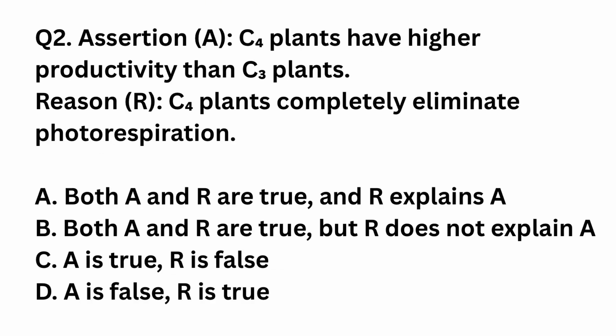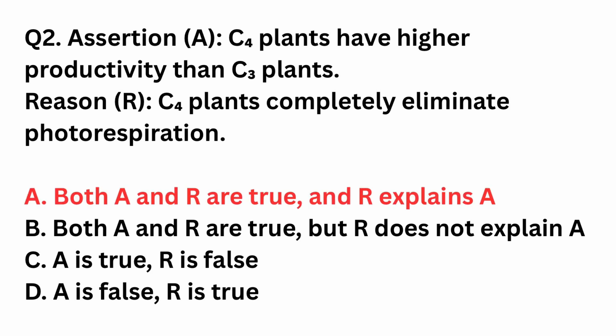Question number 2. Assertion. C4 plants have higher productivity than C3 plants. Reason. C4 plants completely eliminate photorespiration. Both assertion and reason are true and reason explains assertion. Both assertion and reason are true, but reason does not explain assertion. Assertion is true, reason is false. Assertion is false, reason is true.